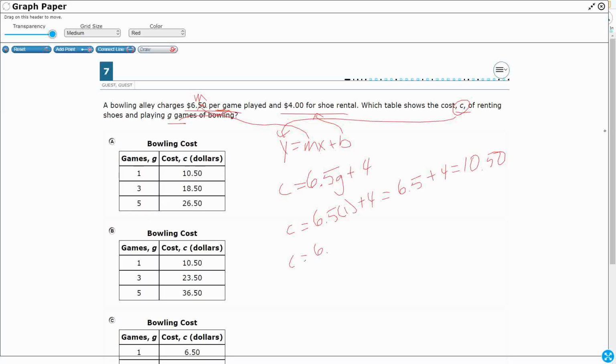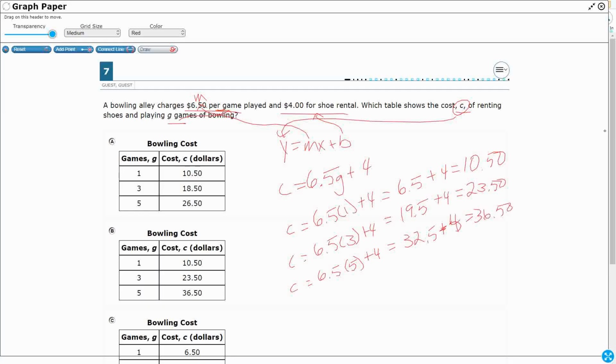Let's do the same thing for 3 games. All right, so 6.5 times 3, that's going to be 19.50, plus still just the $4 to rent. That's 23.50. And then let's do the same thing for 5 games, right? So 6.5 times 5. Well, I'm going to kind of distribute that out. So I've got the 5 times 6 is 30. 5 times 0.5 is 2.5. Right, so that's going to be 32.5 plus the 4. That's 36.50.